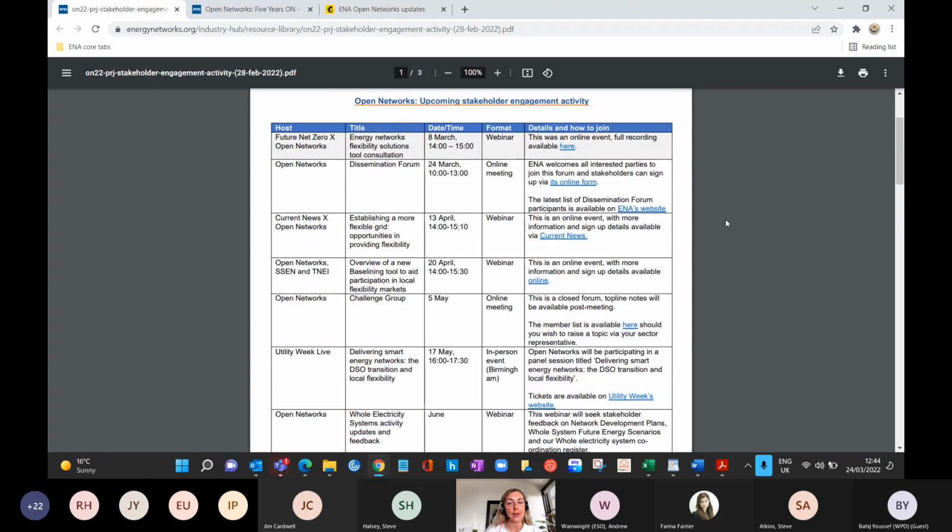After each event, as you'll see, recently we held one for the Common Evaluation Methodology consultation, we publish everything online and then link back to it. So it's an easy source for you to check any recordings, presentation slides, all that kind of stuff. And we'll be doing the same for the Dissemination Forum today.